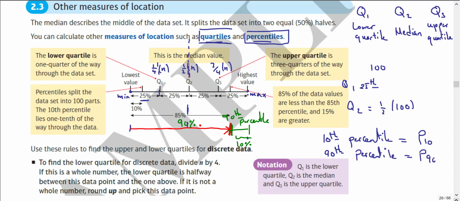90%. It will be 90%. This means 90% of the data. Starting from here, you take almost 90% of all these data. This is 90%. Okay? You get that?